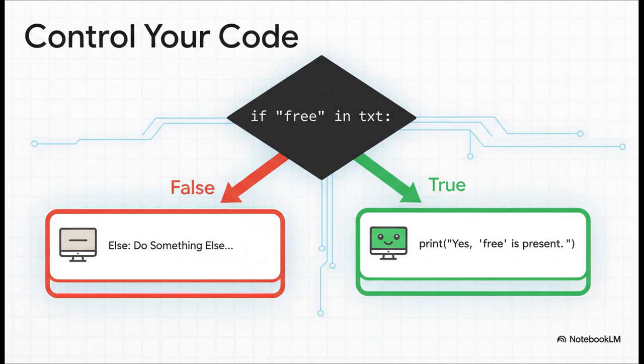You can use those true or false answers to control the entire flow of your program. With a simple if statement, you can tell your code, hey, if you find this word, do this thing, but if you don't, do something completely different. It's how your programs start to make decisions.